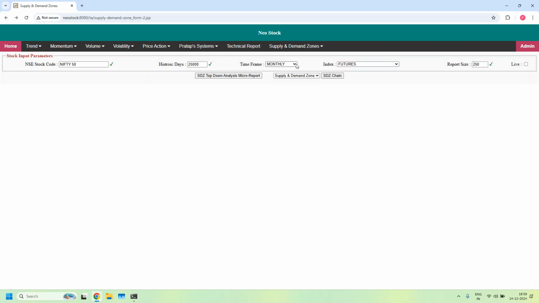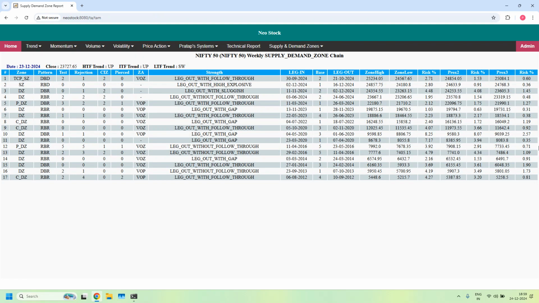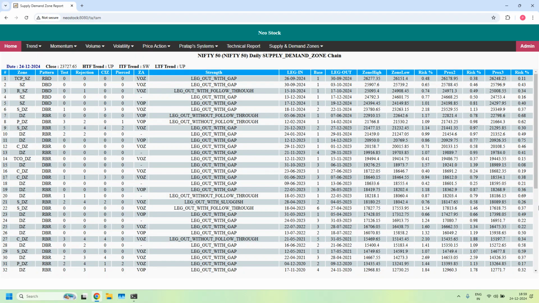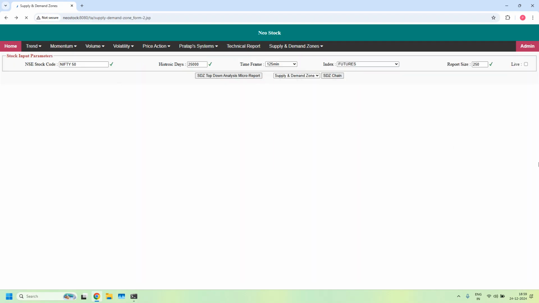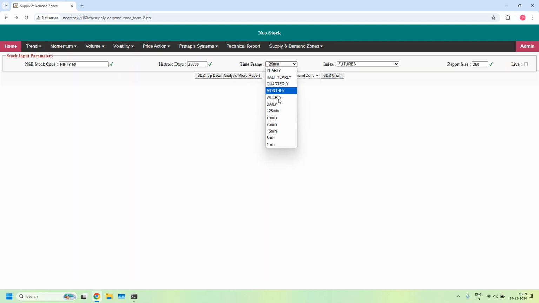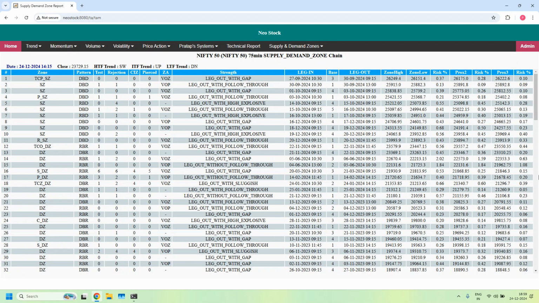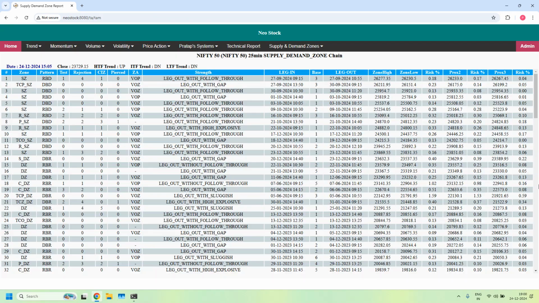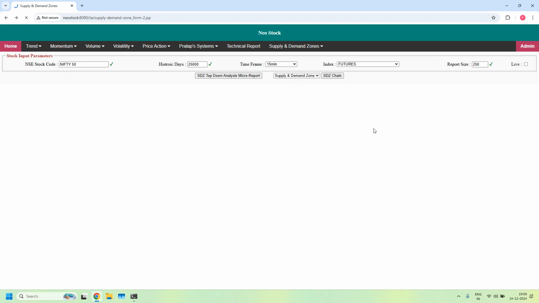Okay, next, weekly supply demand zone chain for NIFTY. Next, daily supply demand zone chain for NIFTY. Next, 125 minutes supply demand zone chain for NIFTY. Next, 75 minutes supply demand zone chain for NIFTY. Next, 25 minutes supply demand zone chain for NIFTY. Next, 15 minutes supply demand zone chain for NIFTY.